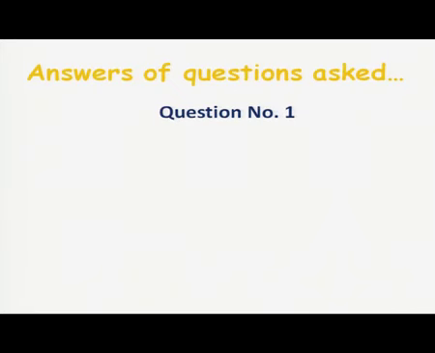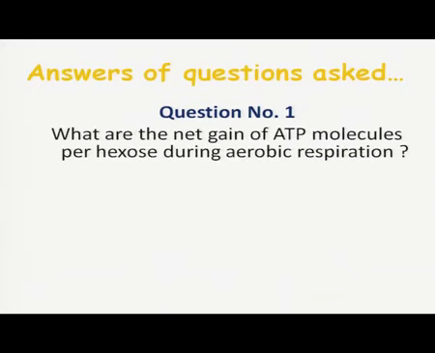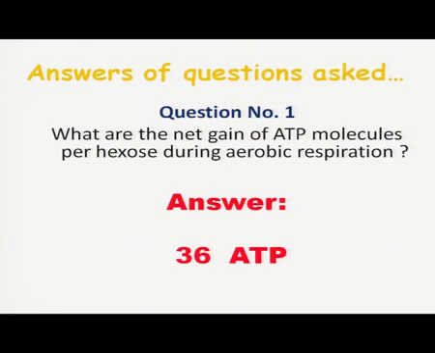Now, these are the answers of the last session questions. I think you are all aware of these questions. The first: what is the net gain of ATP molecules per hexose? Hexose is a carbohydrate, hexa means 6, made of 6 carbon atoms, during aerobic respiration. The answer is 36 ATP.